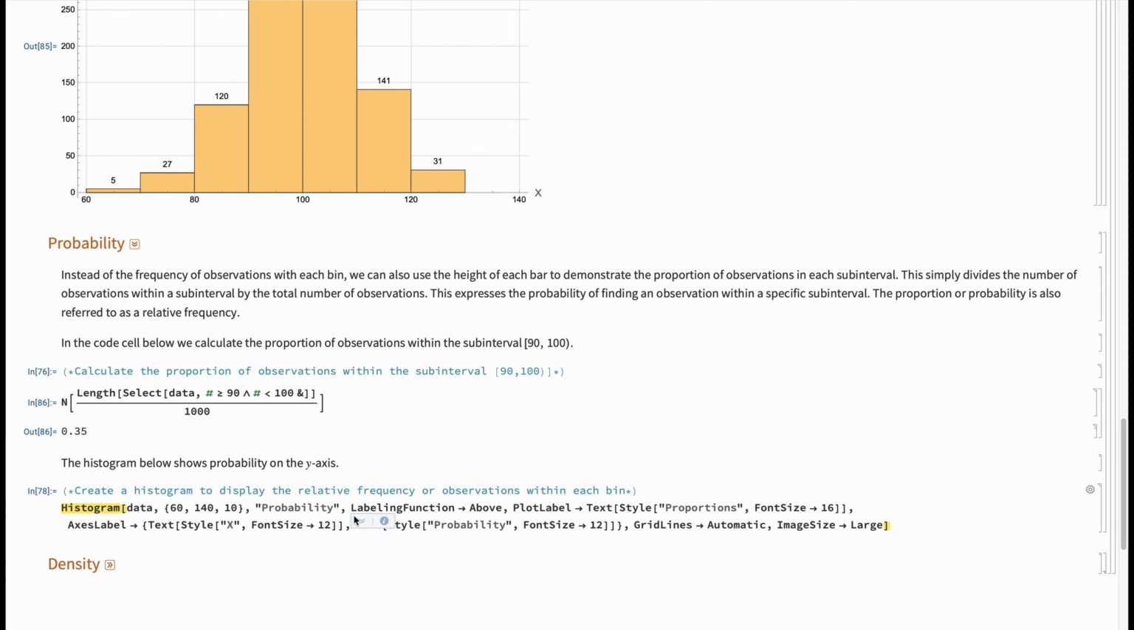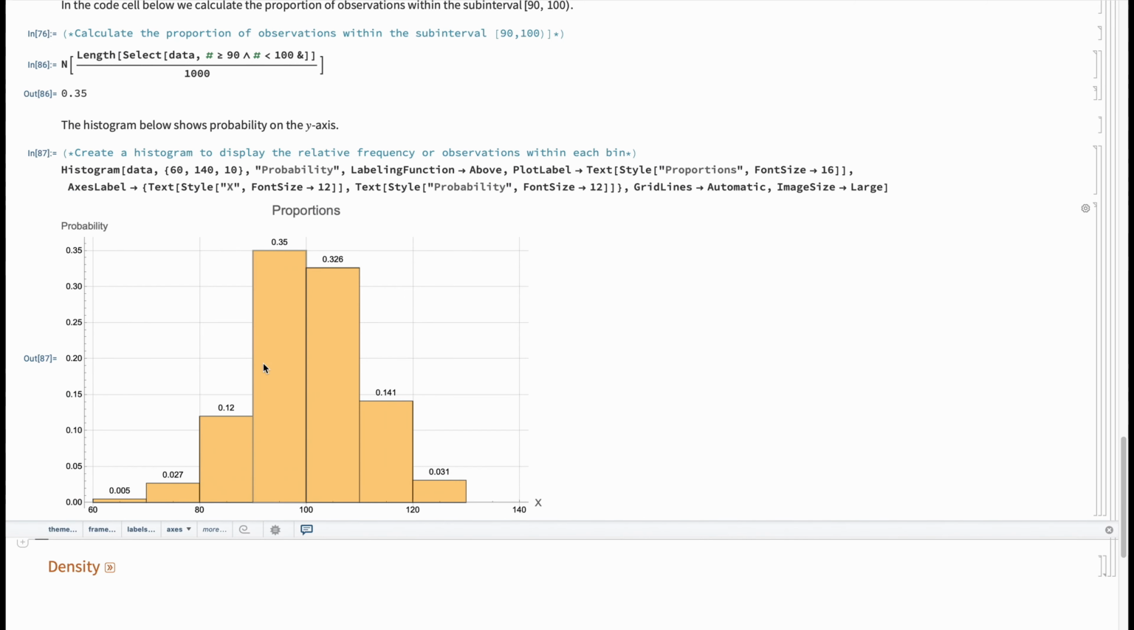So if we generate this histogram, now look at the y-axis. It is now telling us the probability of finding a value, that is the proportion of the values of those 1000 observations that are within each of our little bins. So what that 0.35 would indicate is if I were to select one of the random observations from the set of 1000 observations, there would be a 35% probability that this value I select would be between 90 and 100.